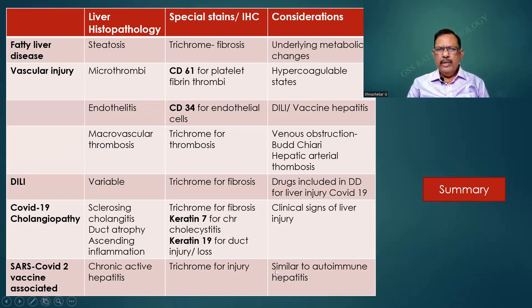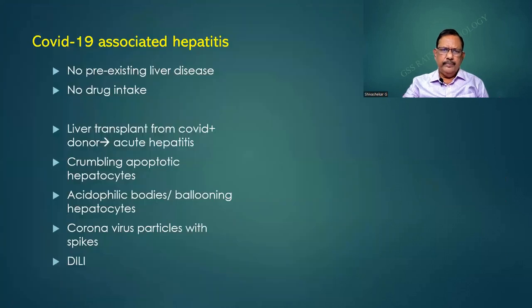So please do remember, trichrome is the only special stain that we are going to mention, and there are two keratin markers, two CD markers. Easy for us to remember.